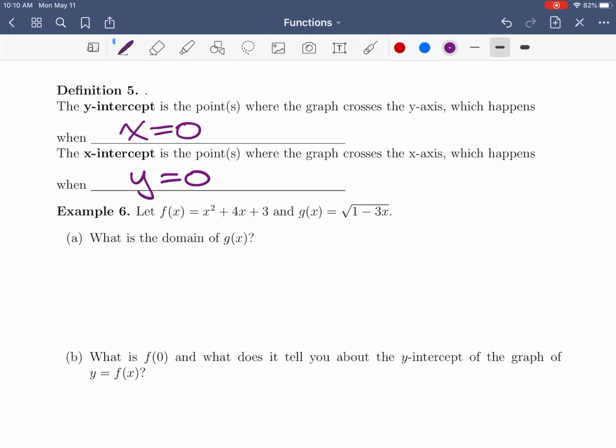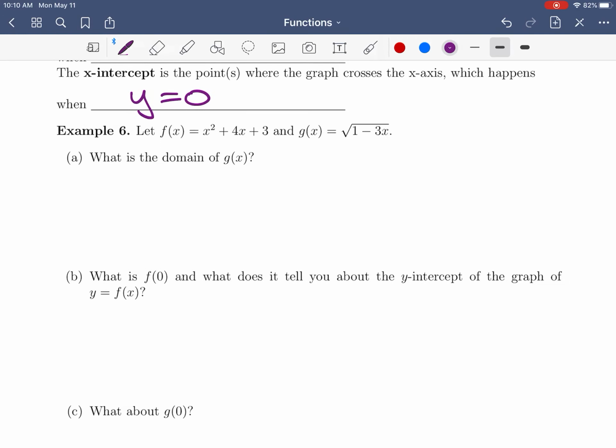So here's another example. Now here we're starting to use some function notation. Okay, so this is important. So I've called these two functions. So the first one is f of x. So x is my input. Okay, and the output that f gives is the result of x squared plus 4x plus 3. Similarly, g of x is equal to the square root of 1 minus 3x.